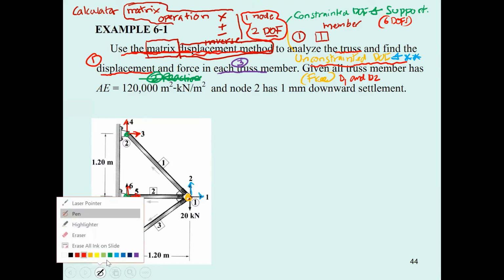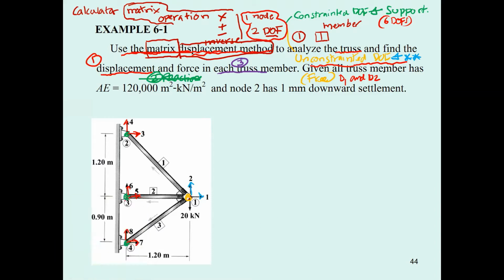The members in this problem have AE equal to 120,000. That is the area in meter square times the modulus of elasticity in kilonewton per meter square, so the unit is in this form. And this truss at node number 2 has a 1 millimeter downward settlement. That means it is going to have this kind of movement from this green to this black one.